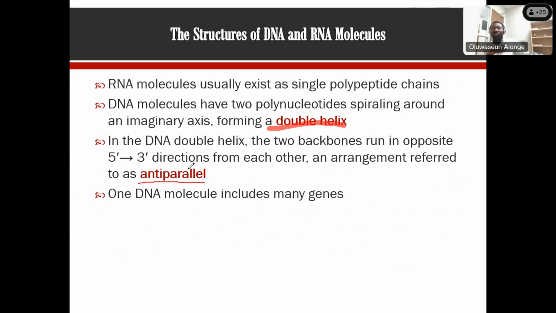So if one runs 5 prime to 3 prime, the other is going to run 3 prime to 5 prime. So it's like this. One runs 5 prime to 3 prime, the other runs 3 prime to 5 prime. The edges are not together. They are anti-parallel to each other. So it's going to be 3 prime to 5 prime, then 5 prime to 3 prime. That's the way they run. So one DNA molecule includes many genes.